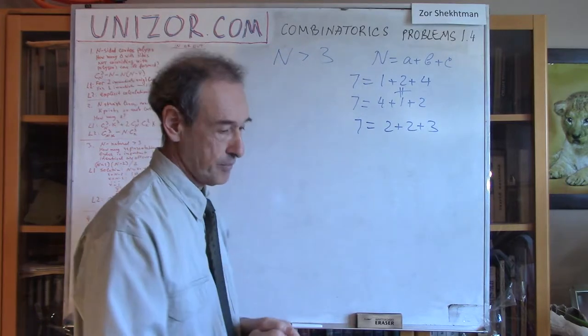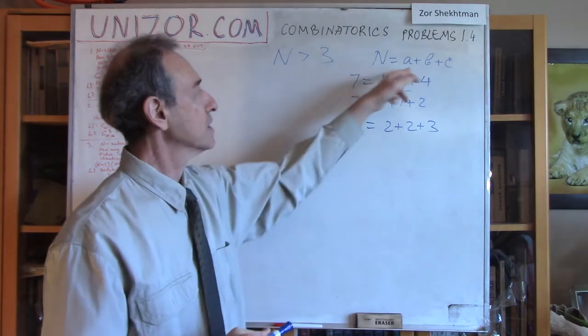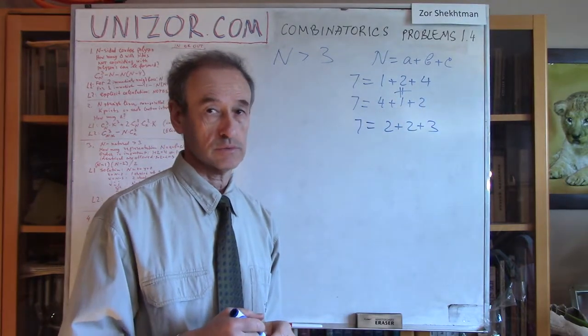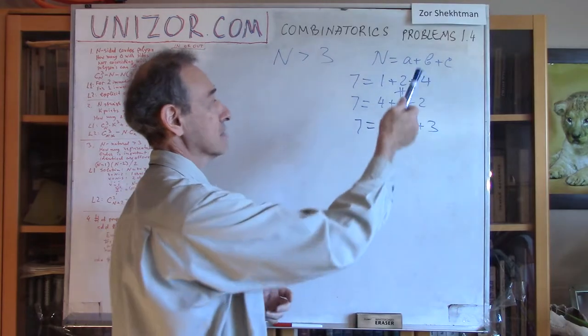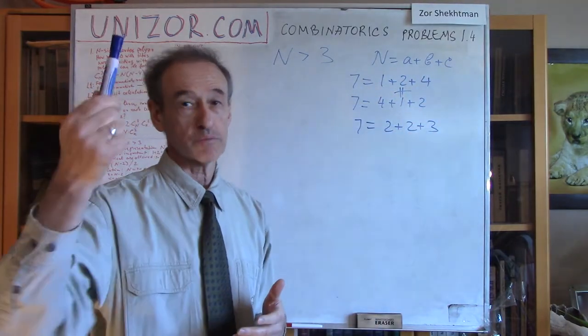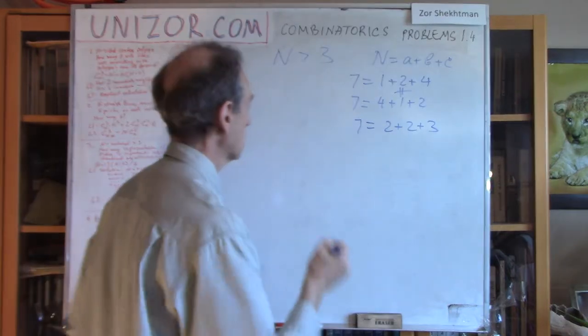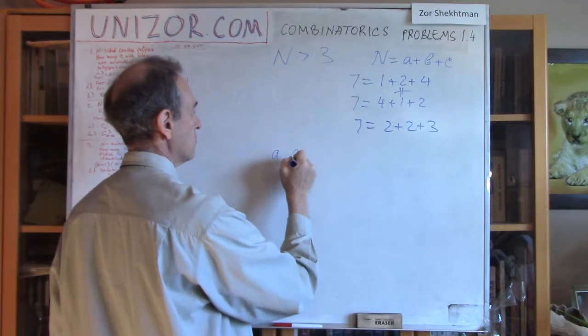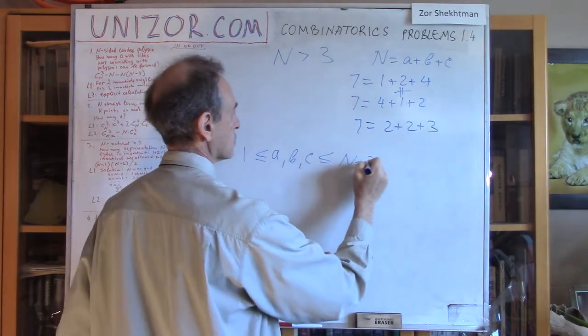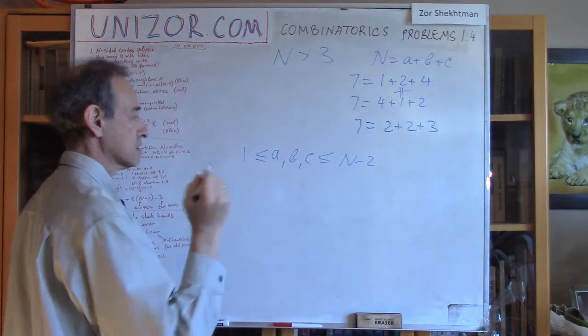Let's do it this way. First of all, none of these numbers A, B, and C can be greater than n minus 2, right? Because if it's n minus 1, for instance, then even if these two are 1 and 1, we get more than n. So the maximum is, A, B, and C are from 1 to n minus 2. Okay, let's do it one by one.